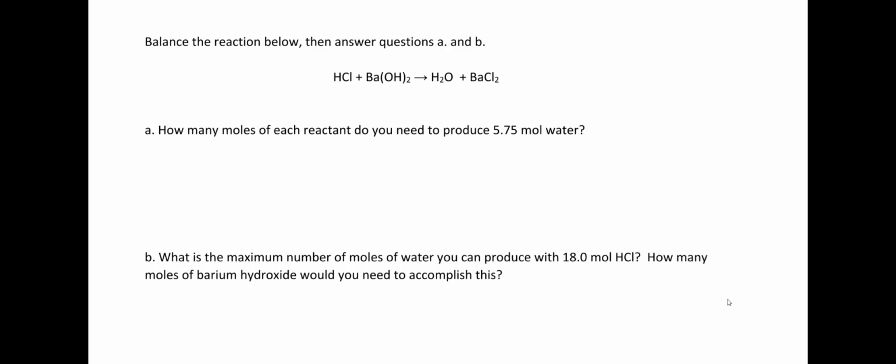So here you're given another chemical equation, but this time you are told that the equation needs to be balanced. So that's the first thing we're going to need to do, because we can't relate moles to moles without balancing the equation. And then we're going to answer A and B.